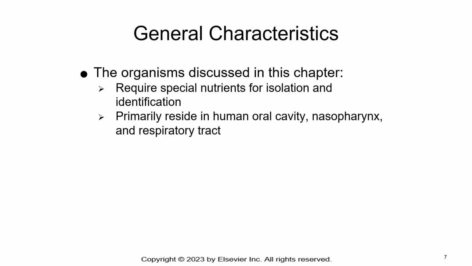The organisms discussed in this chapter require special nutrients for isolation and identification, and they primarily reside in the human oral cavity, nasopharynx, and respiratory tract. These organisms that we're about to talk about are fastidious, and fastidious means difficult to grow. They require a whole bunch of extra nutrients. They're also very tough to see.